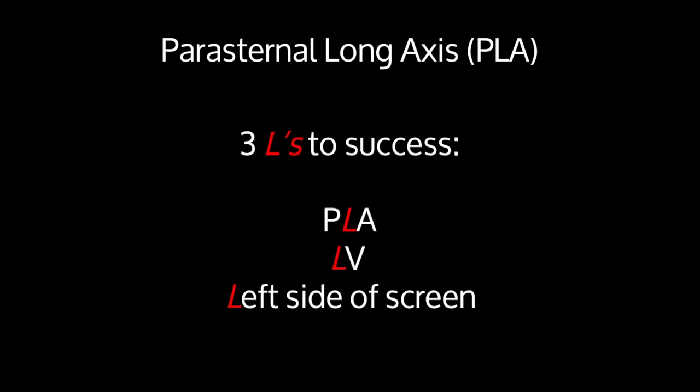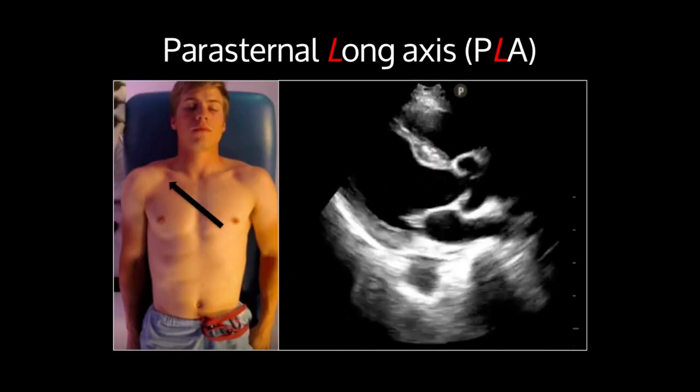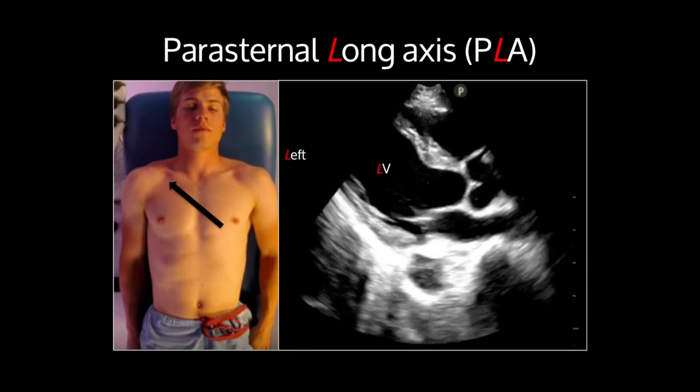So I told you I would give you an easy way to remember the parasternal long axis view. You can remember it by the 3 L's to success. The parasternal long axis should have the left ventricle on the left side of the screen. So for a visual, here's what we're looking at. For the parasternal long axis view, make sure the left ventricle is on the left of the screen.